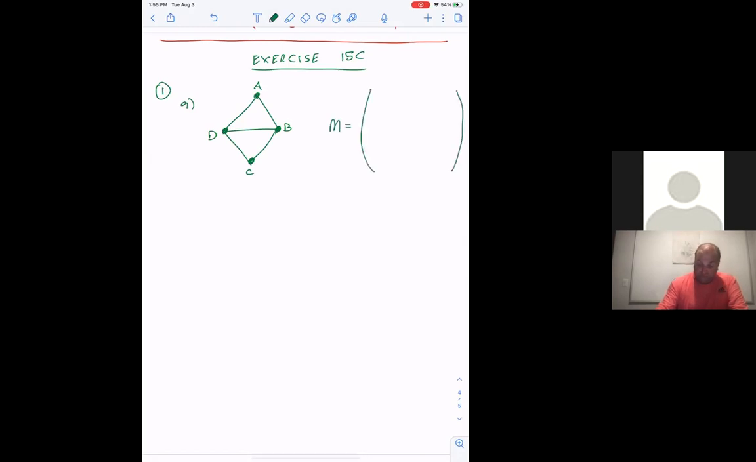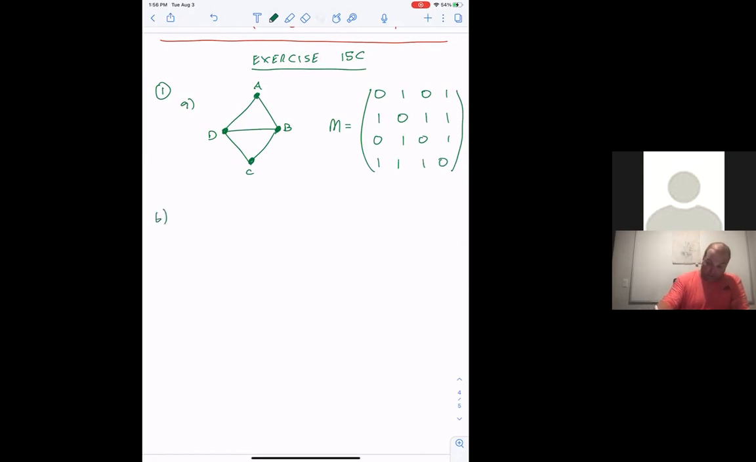So it's a 4x4, A to B to C to D. B to A, not to itself, to C and to D. C just goes to B and D, so not A or itself. And D goes to A, B, and C, but not itself. Okay, that was easy.